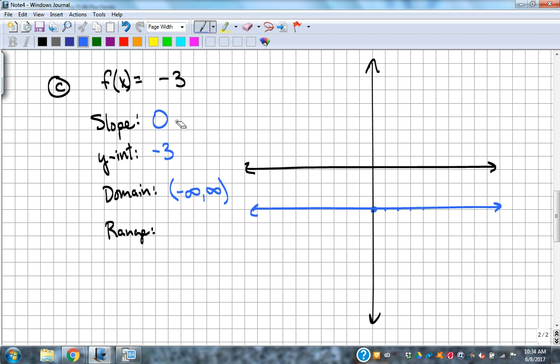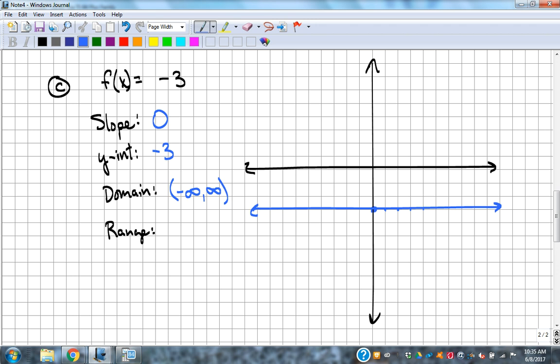So if it's y equals a number or f of x equals a number, then it is a horizontal line at that number. Okay, that's one thing you need to memorize, that fact. If it's y equals a number or f of x equals a number, the graph is just a horizontal line at that number on the y-axis.